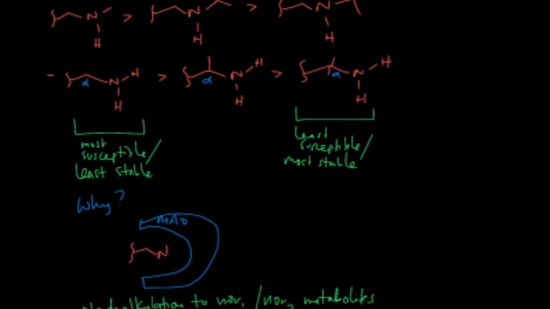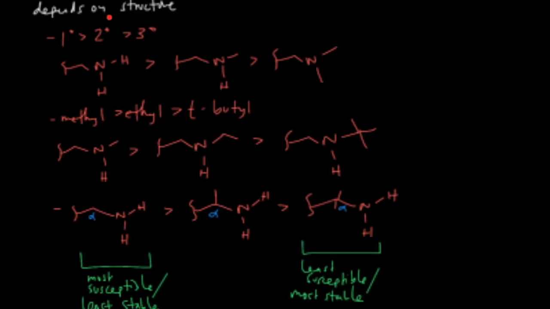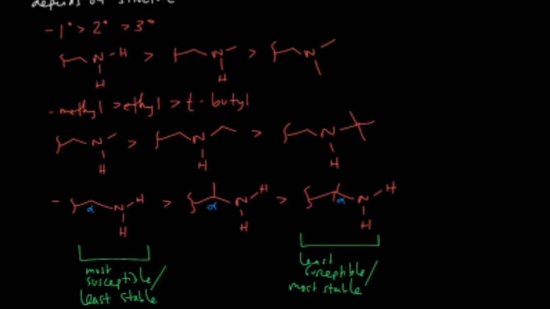And groups attached to the alpha carbon, which is the carbon next to the nitrogen, are less susceptible to oxidation by MAO. So adding more groups to the alpha carbon decreases its metabolism by MAO. So here's your alpha carbon, which is the carbon next to your nitrogen. Adding a group there makes it less susceptible to MAO metabolism. And adding another group to the alpha carbon decreases its metabolism by MAO. So, the left side, this whole region, indicates your most susceptible, your least stable to MAO metabolism, whereas the ones on the right side, all of this, are your least susceptible to metabolism by MAO, or are the most stable.